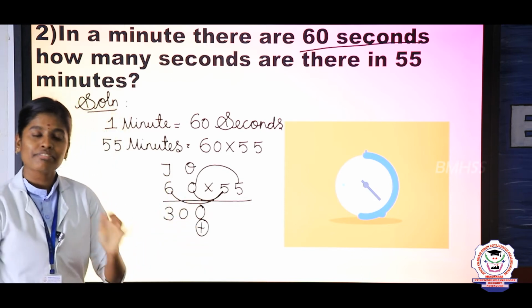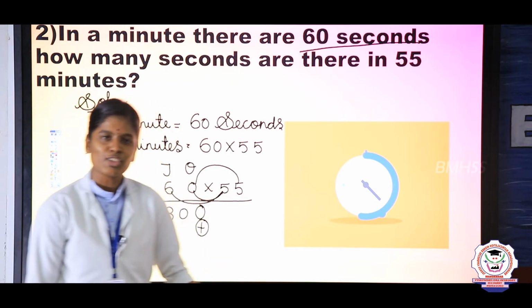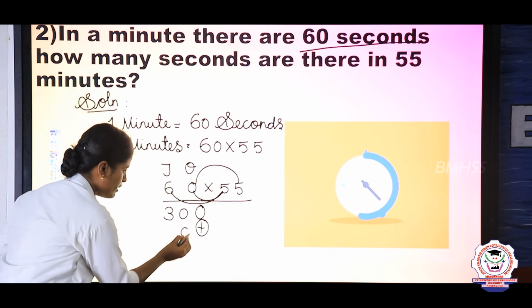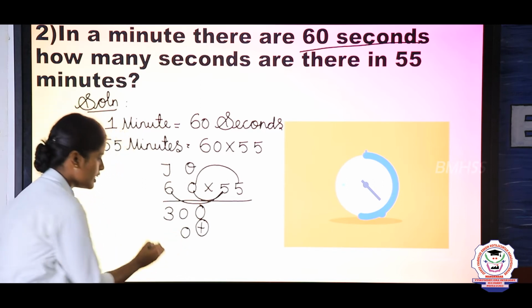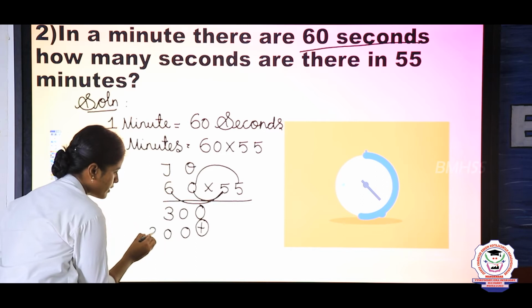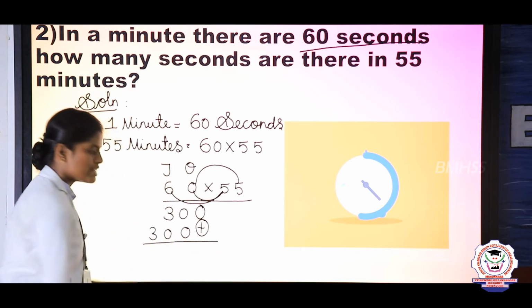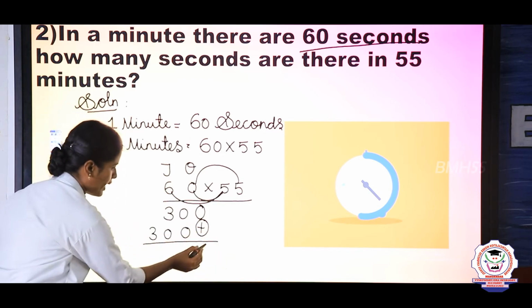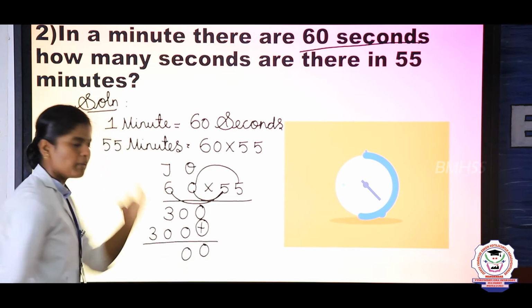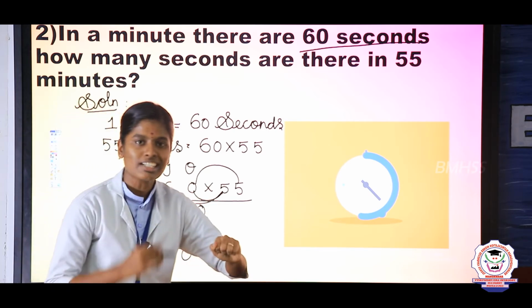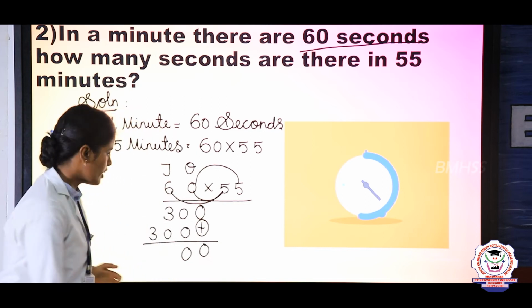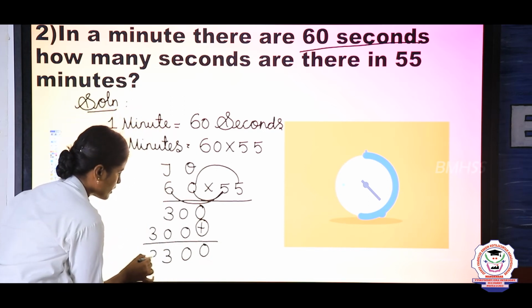Now what is the answer? 5 zeros are 0. Then 5 6s are 30. So write 30. Now we are going to add this 0 plus 0 is 0, and 0 plus 0 is 0. Keep 3 in the mind, 0 in the finger. The answer is 3.